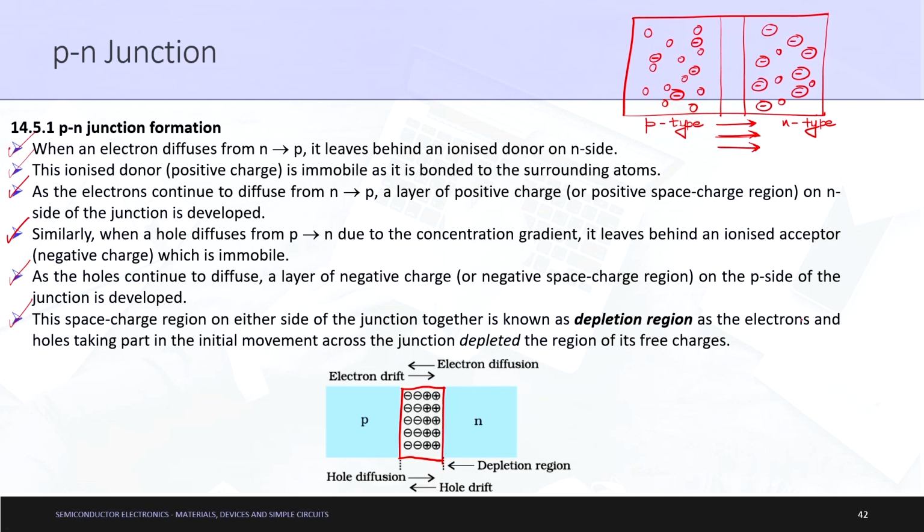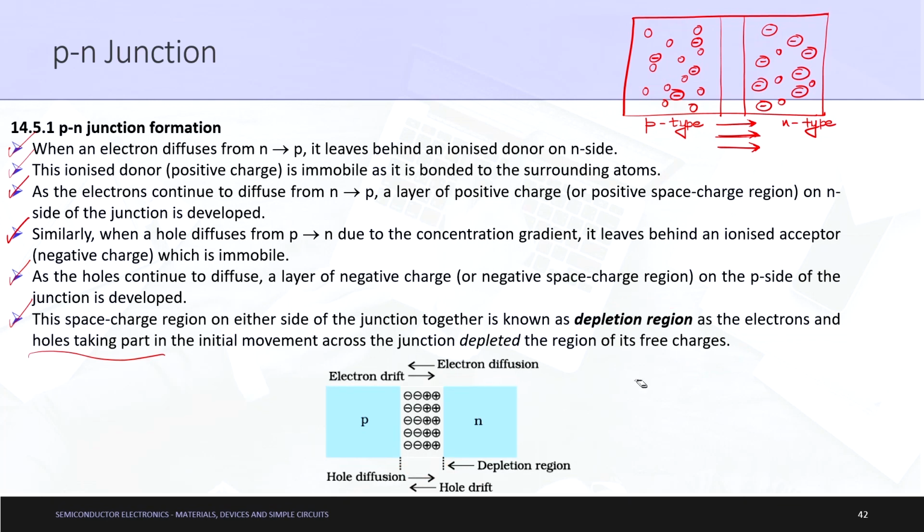As the electrons and holes taking part in the initial movement across the junction depleted the region of its free charges, here there are no free charges available now. These all are caused by the initial diffusion of charges due to the concentration gradient. So let us read this line again. The space charge region on either side of the junction together is known as the depletion region, as the electrons and holes taking part in the initial movement across the junction depleted the region of its free charges. Therefore this is called your depletion region.